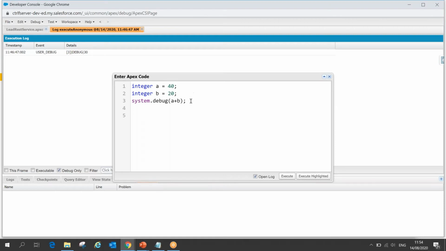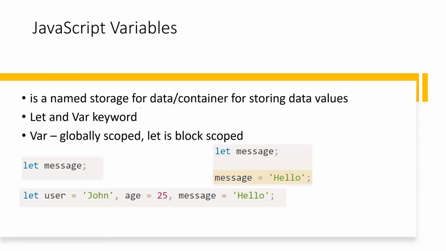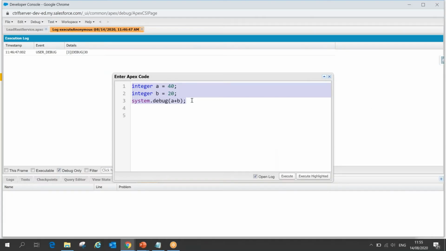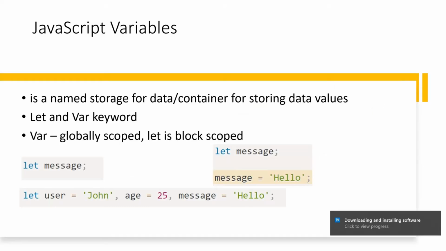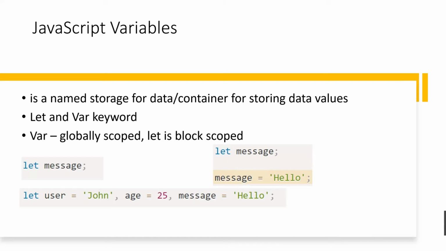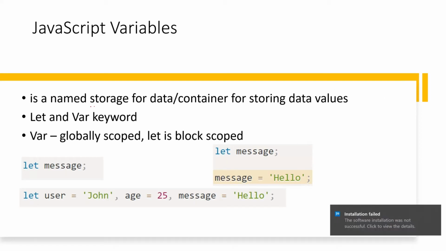In the same way in JavaScript, if I want to do this, how can I do it? Whenever I'm creating a variable in Apex, what is the syntax I use? I use the data type, then the variable name, then you can do some initialization if needed. Like if I want to create an integer variable, my data type is integer, variable name a, equal to 40. The same way in JavaScript, a variable is nothing but a named storage, a container for storing my data value.